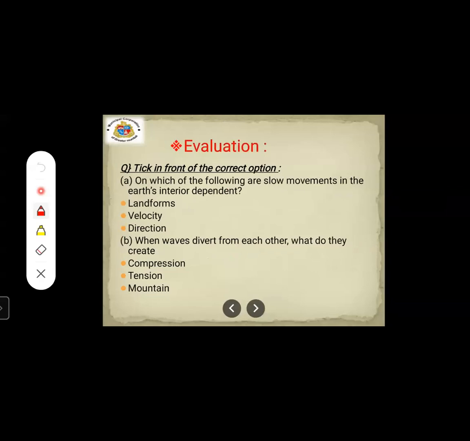Next, we will revise these questions, students. On which of the following do slow movements in the Earth's interior depend? Slow movements are classified on the basis of velocity. Yes, the first point we learned just now. Second, when the waves move away from each other, in opposite directions, what do they create? Tension will be created.